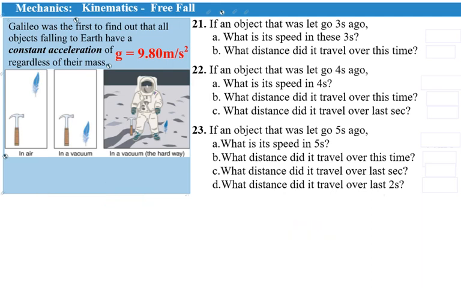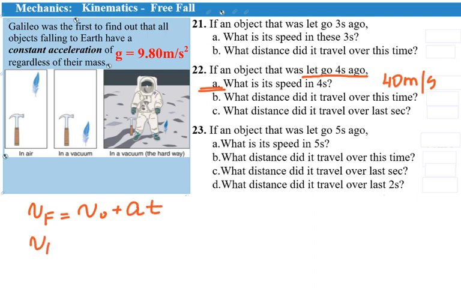For number 22, you see that an object was let go 4 seconds ago. So its speed in 4 seconds is 40 meters per second. And how do I find it? I know you understand it by now, but what I use is this formula: the final velocity is equal to the initial velocity plus the acceleration times the time. So your final velocity in 4 seconds is equal to the initial velocity 0, because it's not always going to be 0, but in this case it is 0, plus the acceleration due to gravity, 10. And don't call this number 10 gravity; you call it acceleration due to gravity. And the time is 4 seconds. So that gives me the final velocity of 40 meters per second.